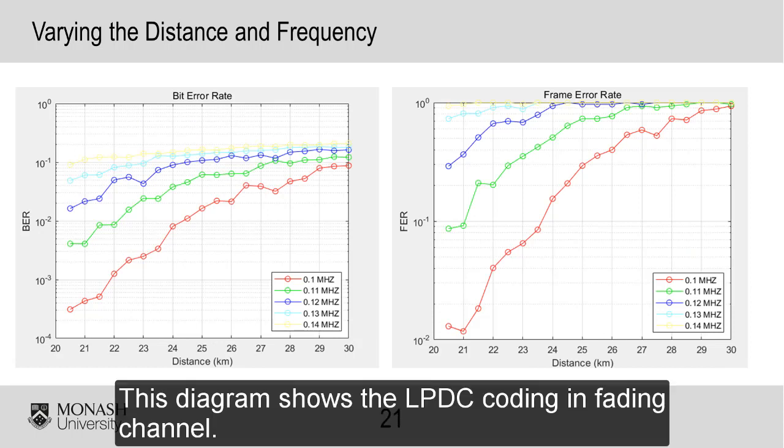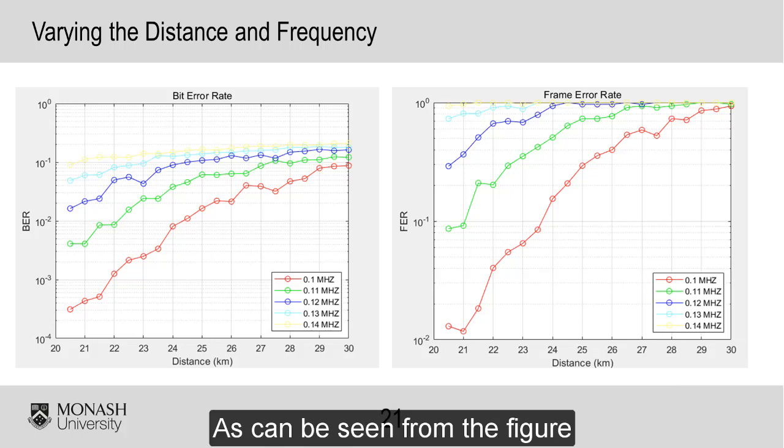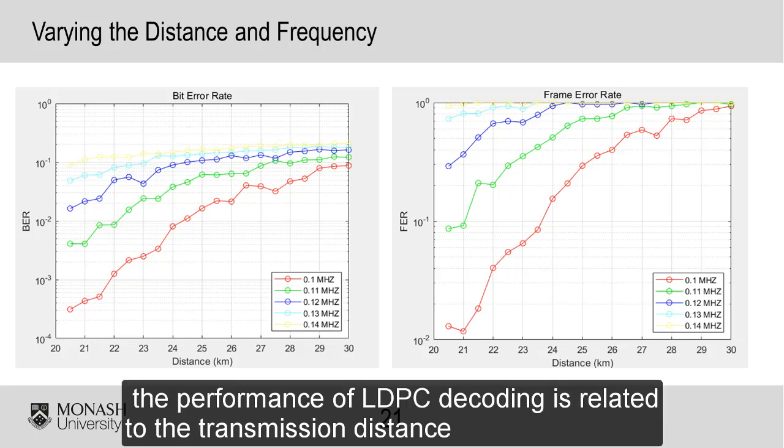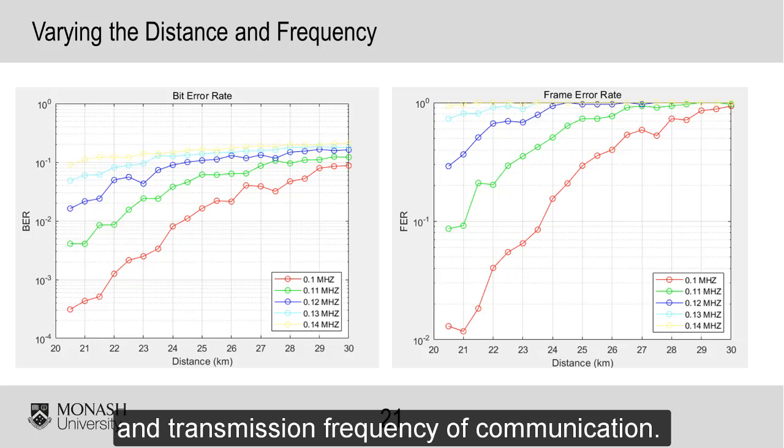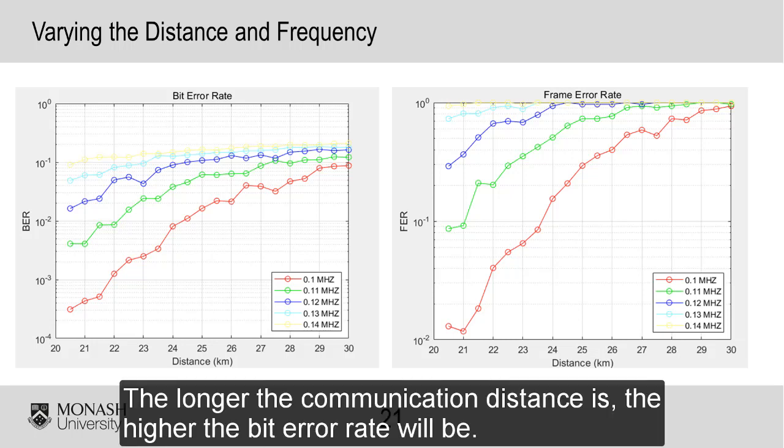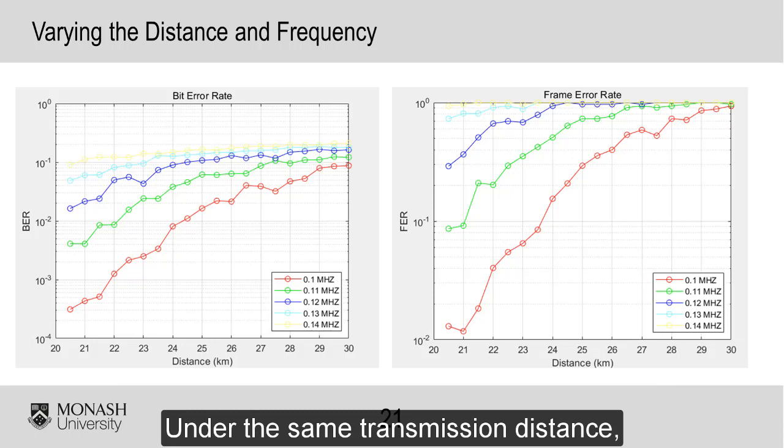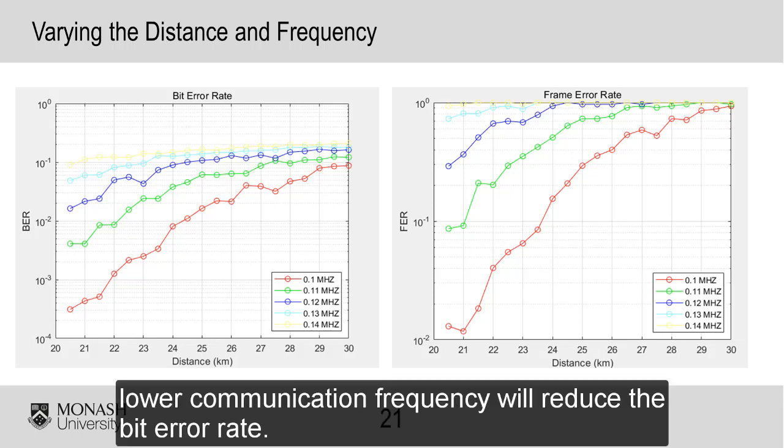This diagram shows the LDPC coding in a fading channel. As can be seen from the figure, the performance of LDPC decoding is related to the transmission distance and transmission frequency of the communication. The longer the communication distance is, the higher the bit error rate will be. And at the same transmission distance, a lower communication frequency will reduce the bit error rate.